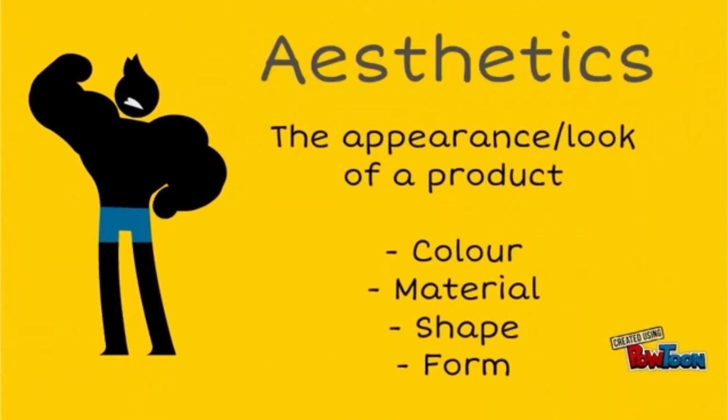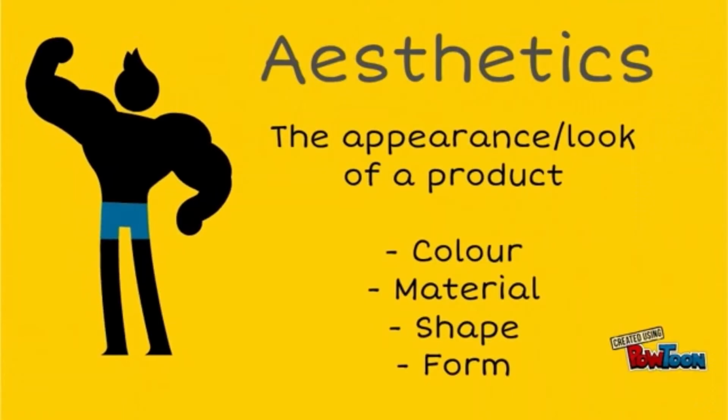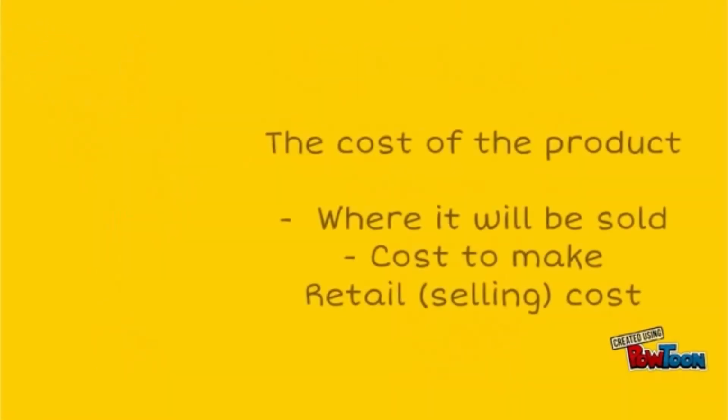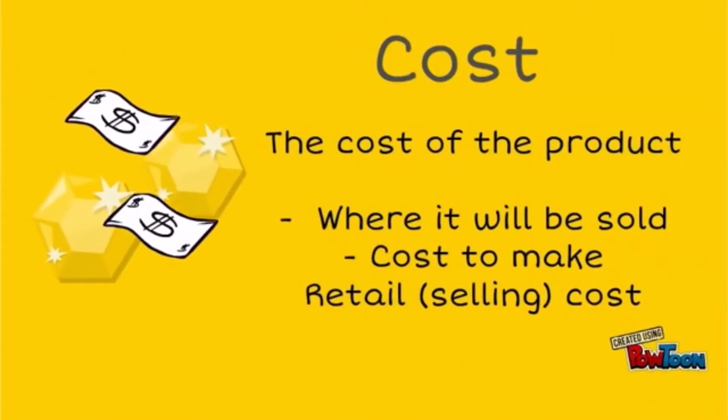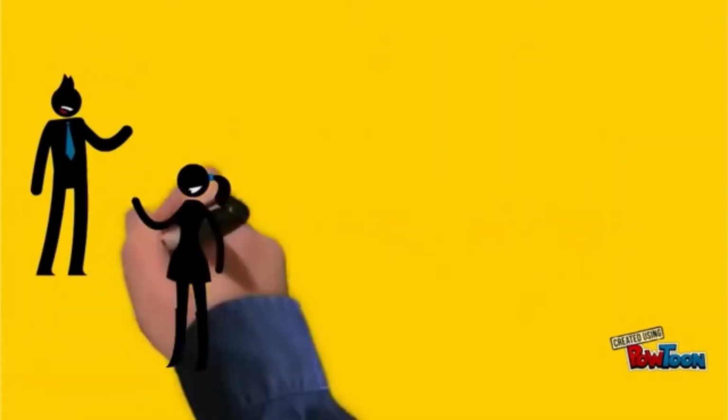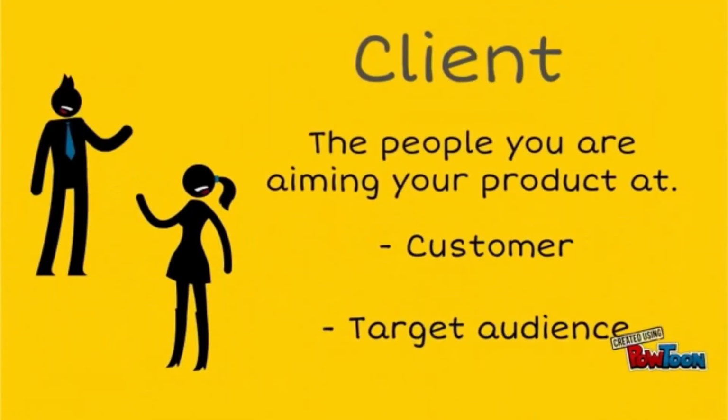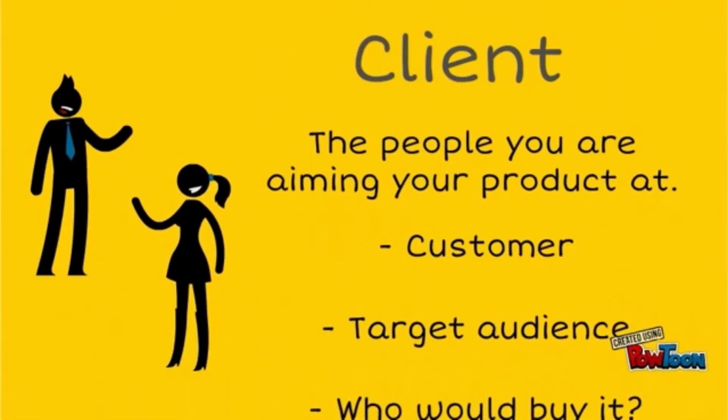The first letter A stands for aesthetics. That is the appearance or look of a product. The first C stands for cost. That is the cost of the product. The second C stands for client, also known as customer. Those are the people that are going to buy your product.